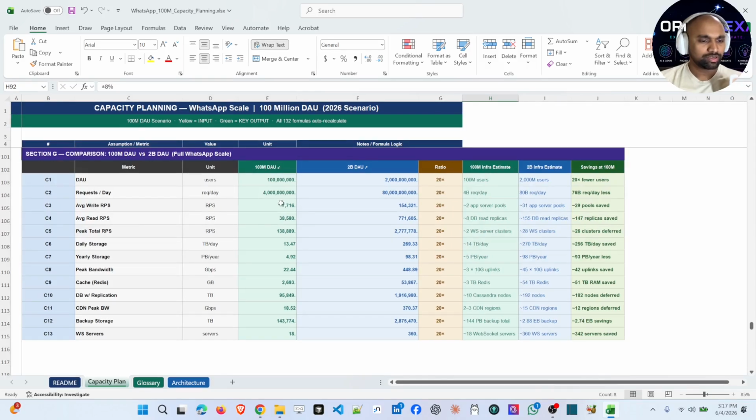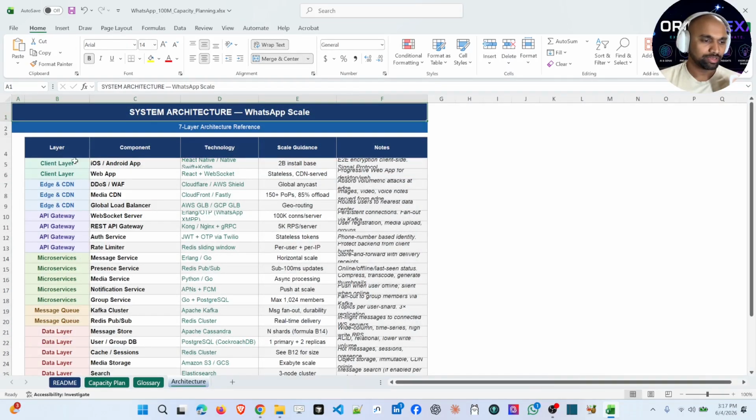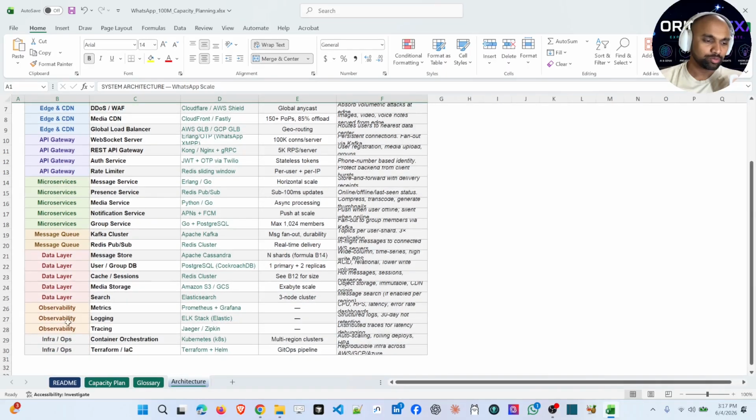In comparison with the existing ecosystem, this is our current value we have estimated, and this is the actual value. It's almost around a 20x ratio we are getting. That's all about the capacity planning. Let's go ahead and see the architecture. In architecture, we have around a 7-layer architecture. One is client layer, edge and content delivery network, API gateway, microservices, message queues, and data layer, observability, and infra ops. Let's go ahead and see what they are.